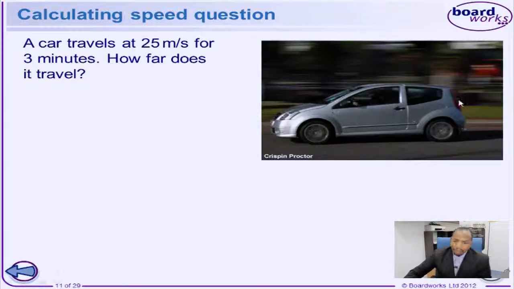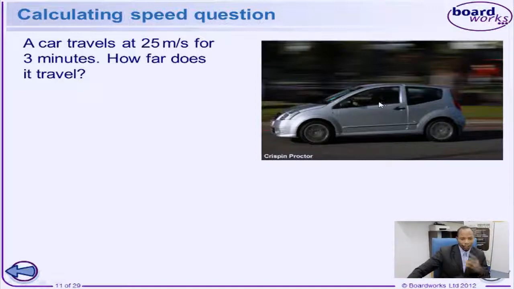a car. Imagine this is your car and you're moving from your house to your friend's house, and we've told you that your car travels with a speed of 25 meters per second for 3 minutes. So probably your friend's house is not that far away from your house. Now how far does your car travel? How far do you go?